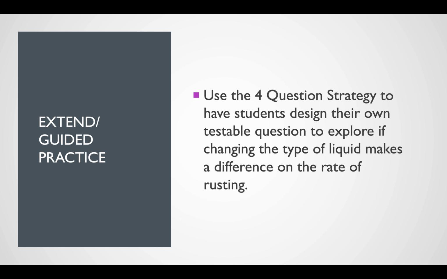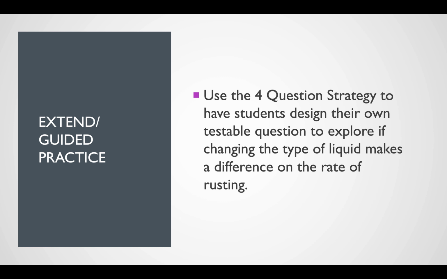Then the fourth question is, what are you going to observe or measure that will tell you changing the type of liquid makes a difference in how the nail rusts? Well, I'm going to look at the time that it takes for the nail to rust. So in regular water out of the tap, I saw that it started rusting within 3 days. And maybe I could change the number of days. So I'm going to change the time that it sits in the water.